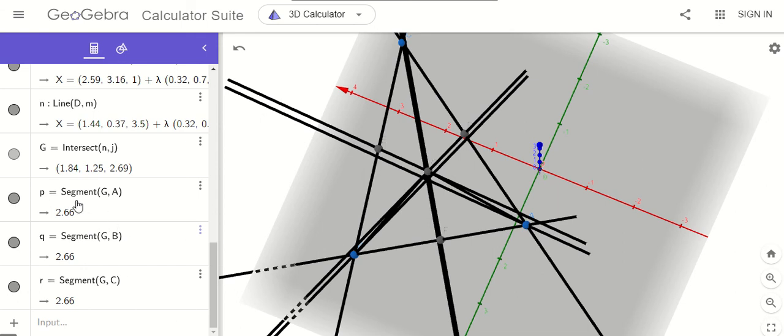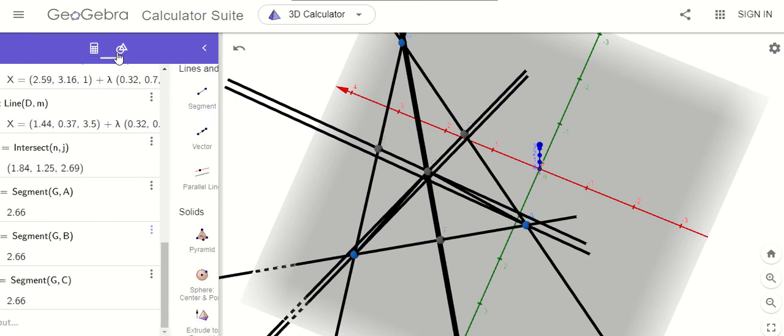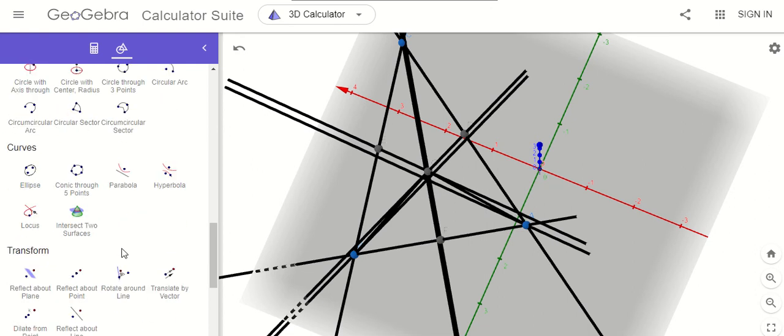Later, we check the answer. You can see that the segments from G to A, B, and C have the same radius. That's about 2.66.